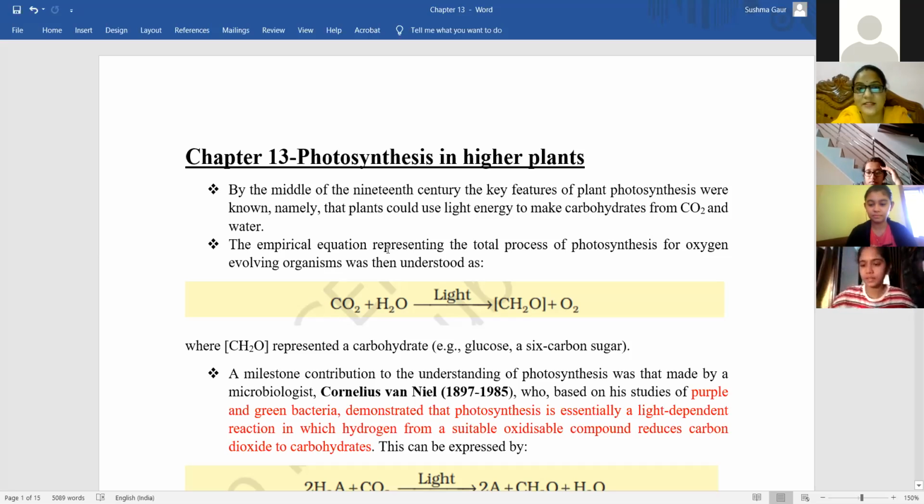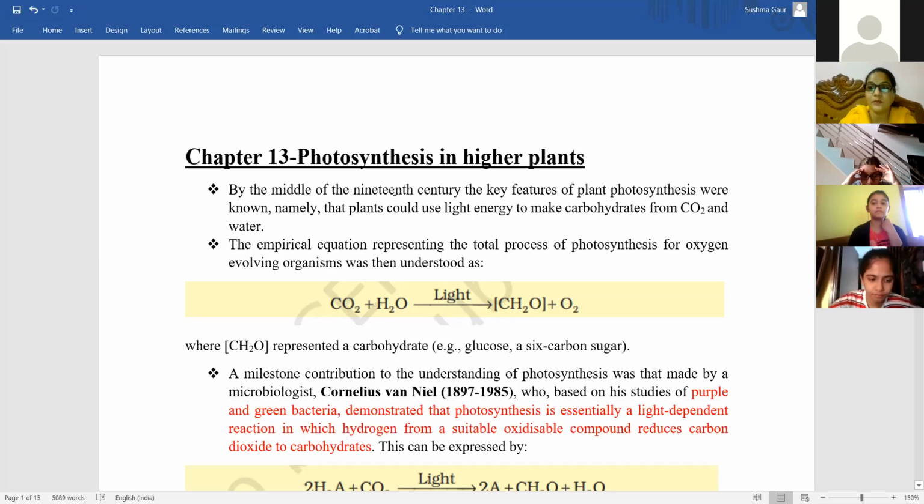Yeah, it's the process of preparation of food by plants in presence of light with the help of carbon dioxide and water. As a result of this, the carbohydrate, or we can say glucose or 6-carbon sugar, as well as oxygen are produced. So the food of plants is carbohydrate, or we can say glucose.